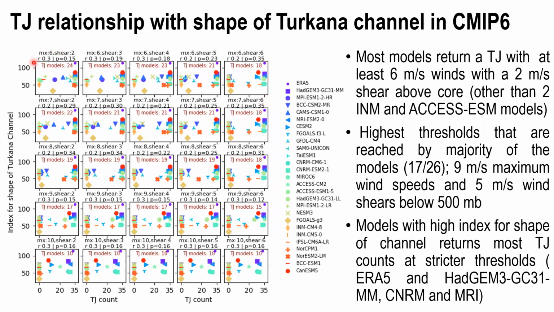And what we see is that at a very loose criteria of considering maximum wind speeds of at least 6 and shears of 2, most models return a Turkana Jet count, but that begins rapidly changing beyond 9 meters per second and 5 meters per second shears. We see that beyond that, the number of models that return a jet count are decreasing.